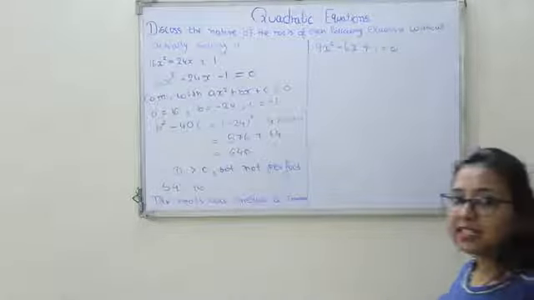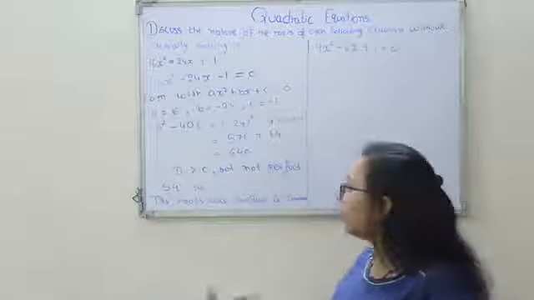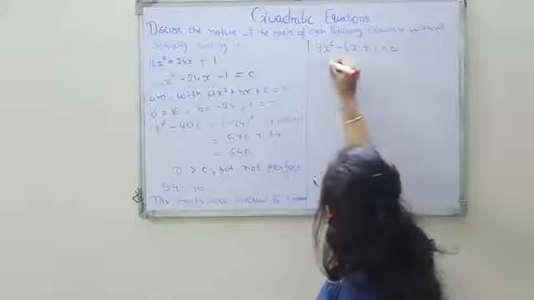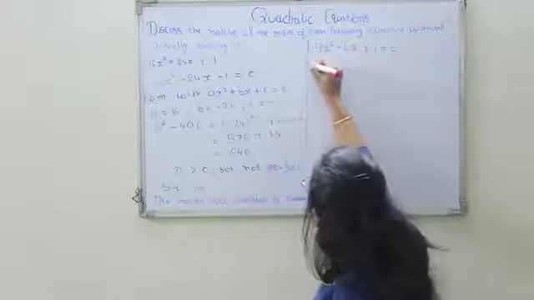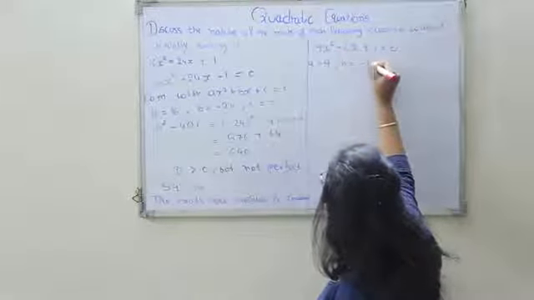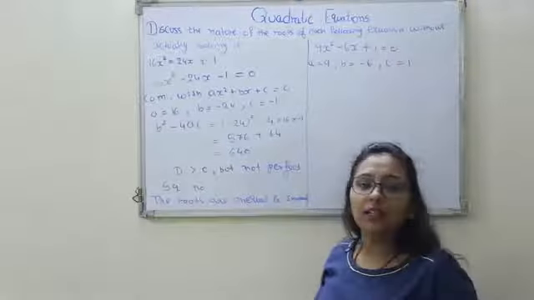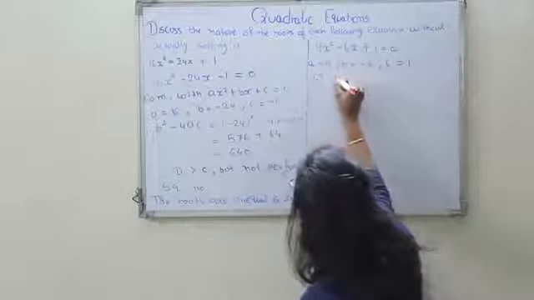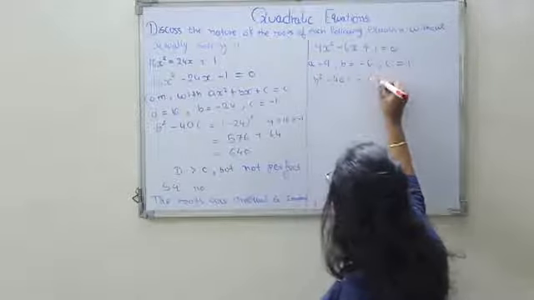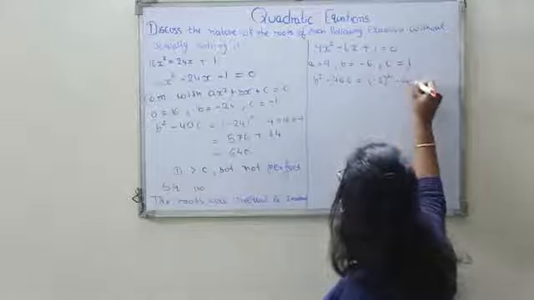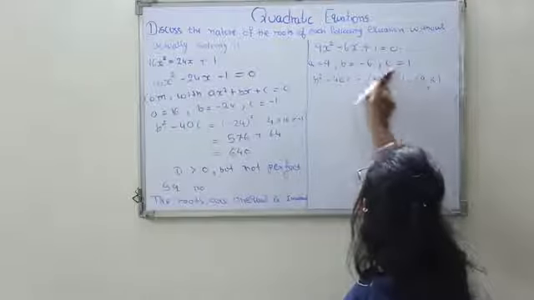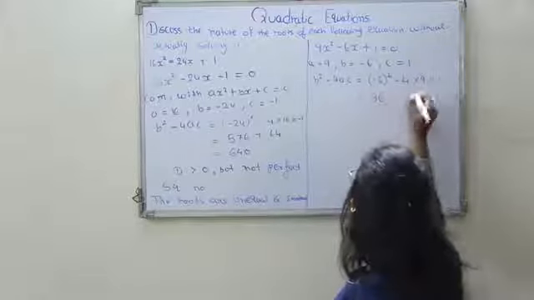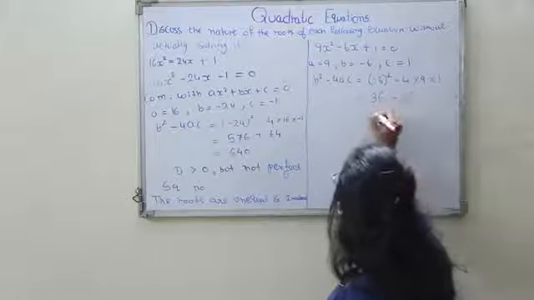Correct? So one more example. 9x square minus 6x plus 1 is equal to 0. Again we will compare with ax square plus bx plus c, and we will write the value of a, which is 9, the value of b, which is minus 6, and the value of c, which is 1. Let us find the value of the discriminant, that is b square minus 4ac. So b square minus 4ac is minus 6 the whole square minus 4 into 9 into 1. I am simply substituting a and c. Now the square of minus 6 is 36, 9 fours are 36, and the answer is 0.